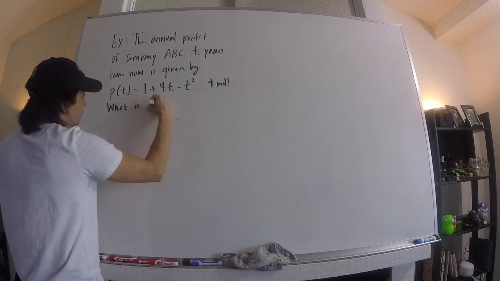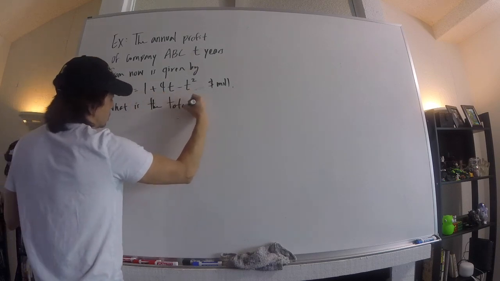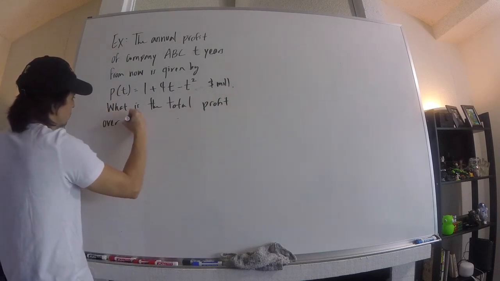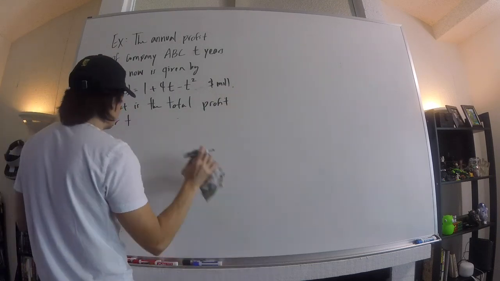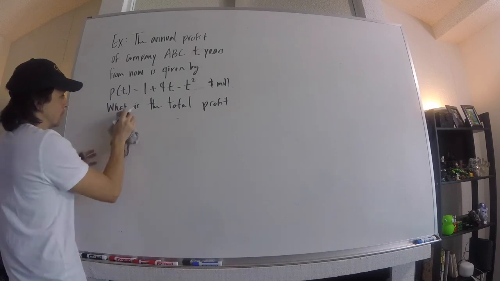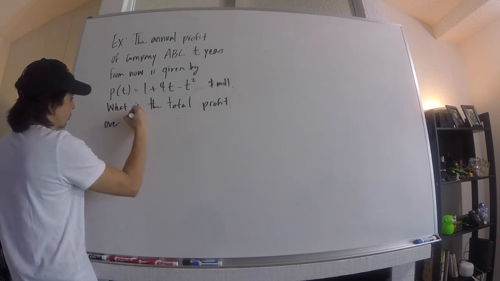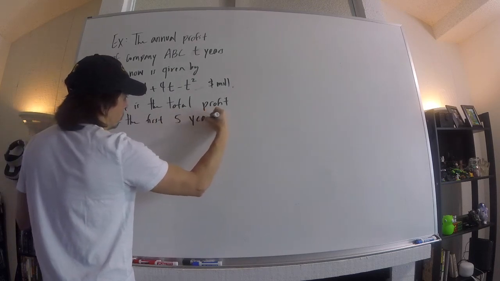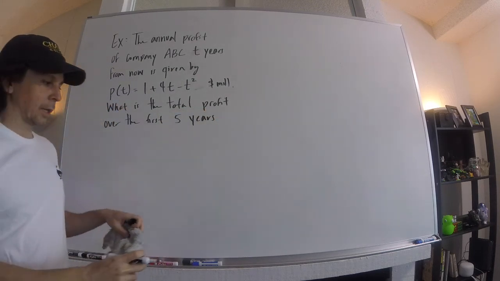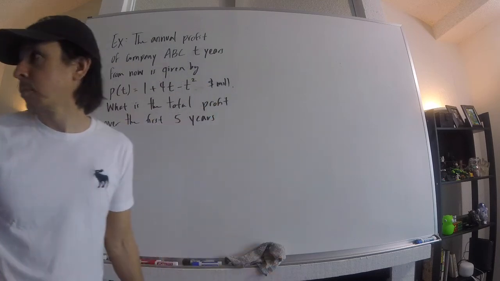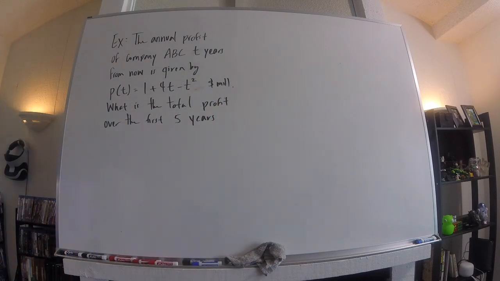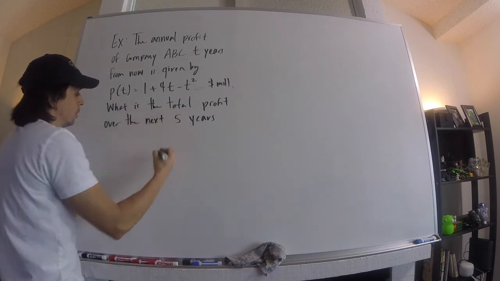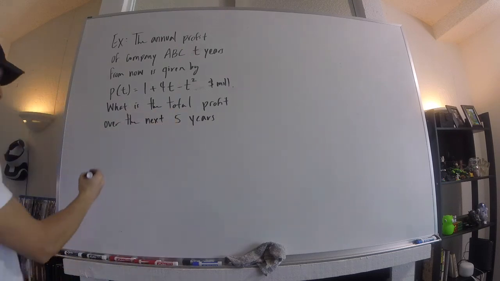What is the total profit over the first 5 years? Or from now on, yeah, I'll say that. So we're just going from year 0, which is now, to 5 years later, 5 years in the future, over the next 5 years, let's say. That makes more sense. Okay, let's talk about this graph.